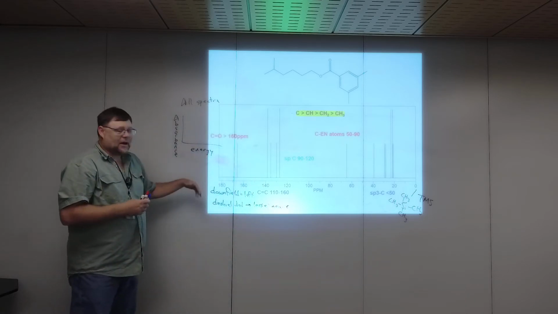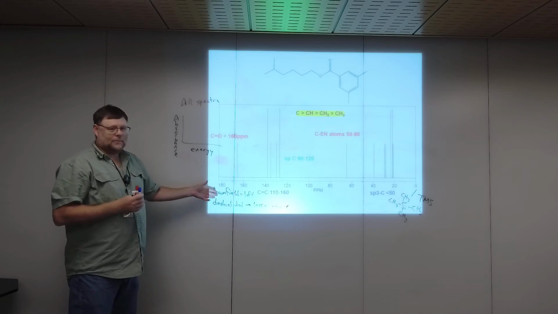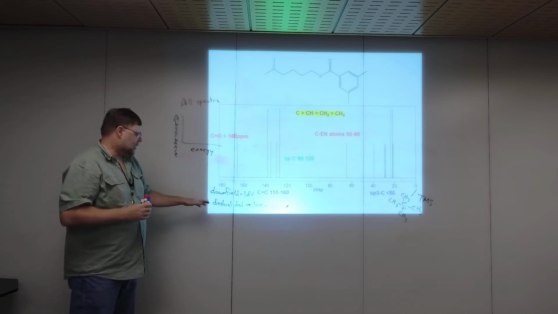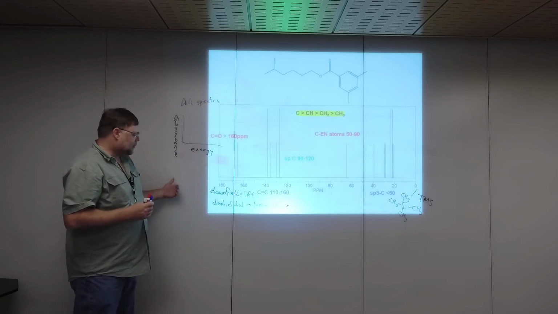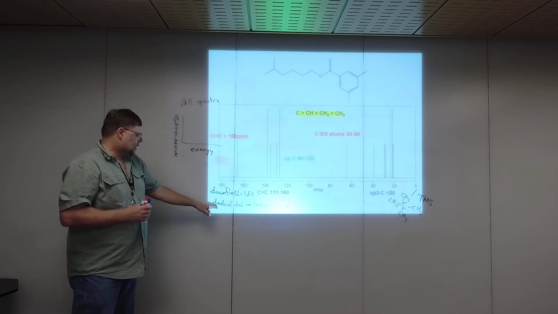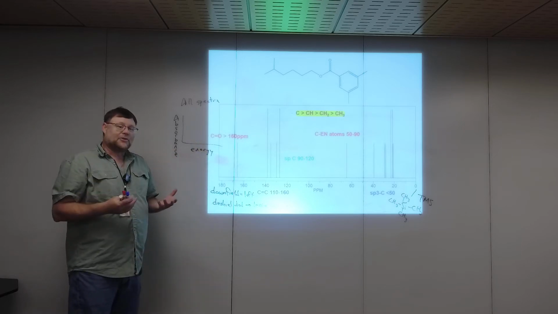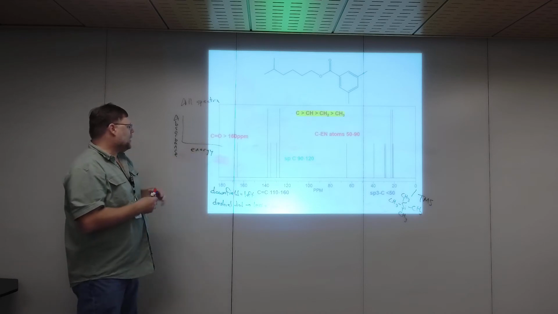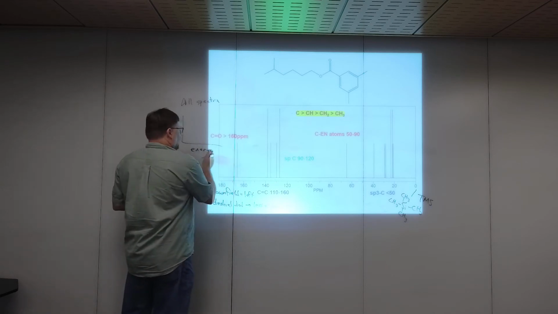So downfield, upfield is just like port and starboard. Words for left and right that I don't know why they're there. Downfield is to the left in an NMR, upfield then is to the right. De-shielded means there's less electrons around the carbon. And so you see carbon-oxygen double bonds way down on the left, right?